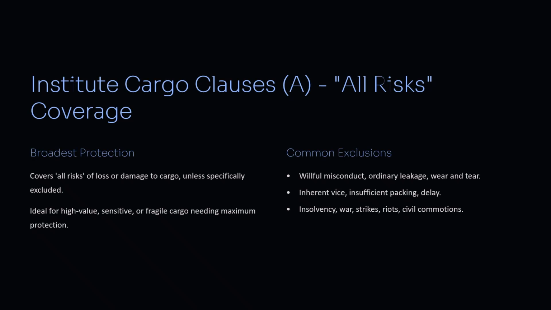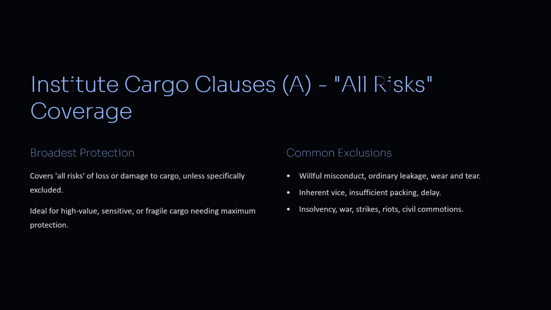First up, we have the Institute Cargo Clause A. This is often called all risk coverage, and it offers the broadest protection for your cargo. Its scope means it covers all risk of loss or damage. This sounds like it covers absolutely everything, right? Well, not quite. The interpretation of all risk means it covers all fortuitous losses, things that happen by chance or are unforeseen, unless the policy specifically lists them as an exclusion. So, if the policy does not say it's not covered, then it is covered.